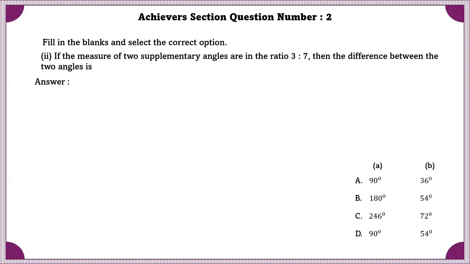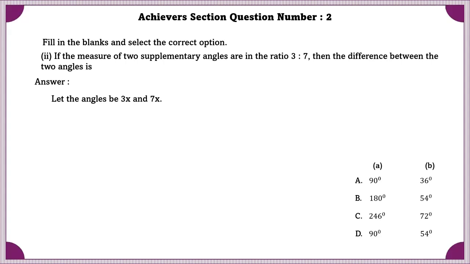Second one, if the measure of two supplementary angles are in the ratio 3:7, then the difference between the two angles is, when two angles are added up together, the sum of both the angles is 180 degrees. That is what we call a supplementary angle. Now, using this, we can solve this question.